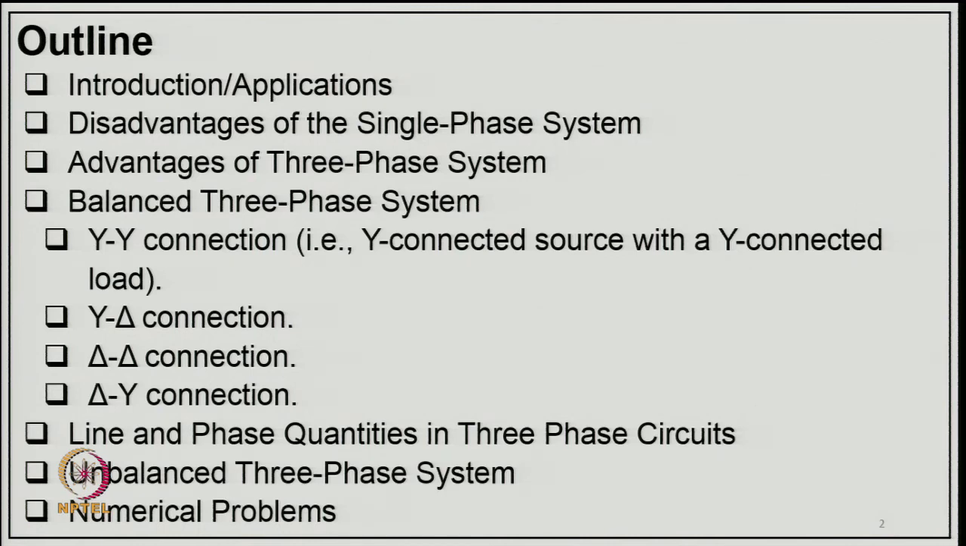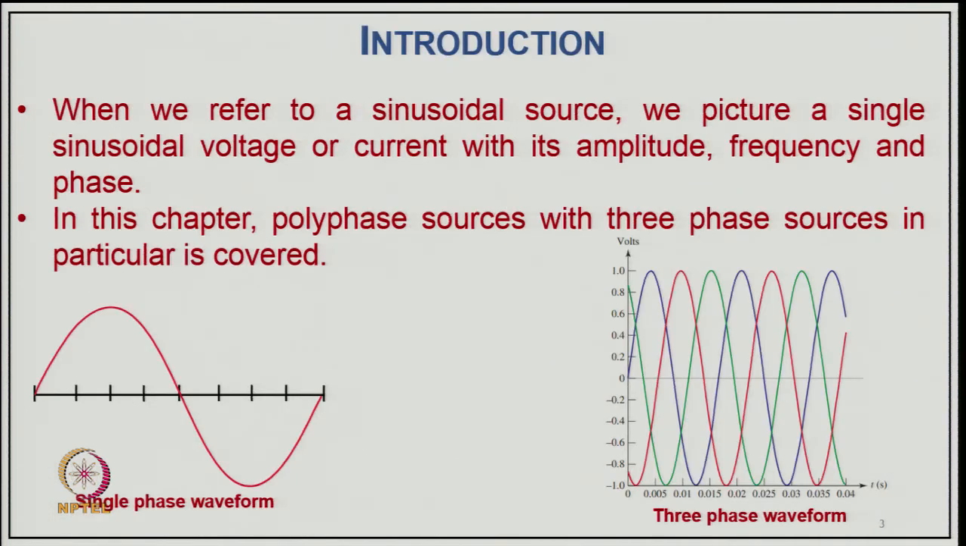And then we will talk about line and phase quantities in 3-phase circuits, followed by the unbalanced 3-phase system with numerical problems. So, coming to the introduction, when we refer to a sinusoidal source, we picture a single phase sinusoidal voltage or current with its amplitude, frequency and phase, which we already talked about and which is shown on the left side here. Here we would like to discuss polyphase sources, with 3-phase sources in particular, as covered on the right side, where you can see the waveform. So, that is a 3-phase waveform.